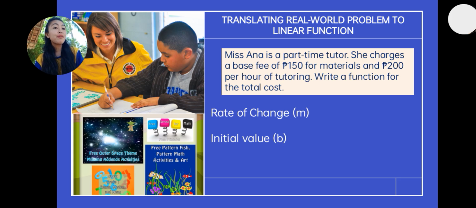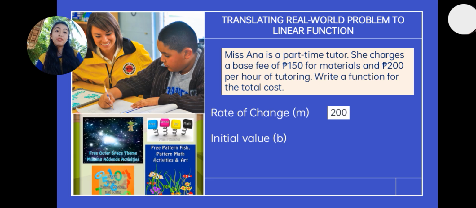Now, what do you think is the value of our m here? Correct, we have m is equal to 200. Take note, we have 200 pesos per hour as indicated by the word per. And our hour here will be the x.